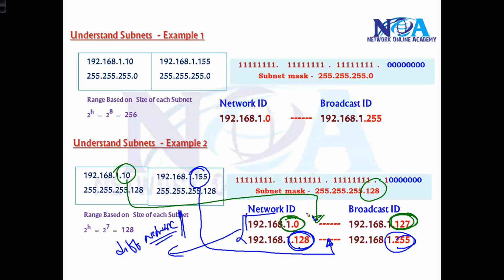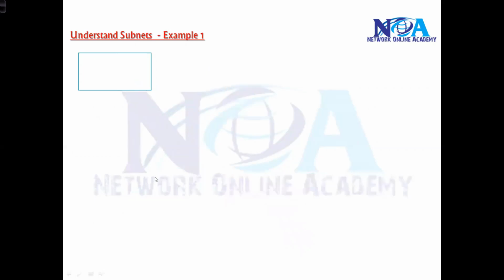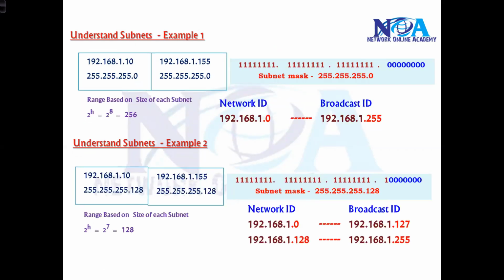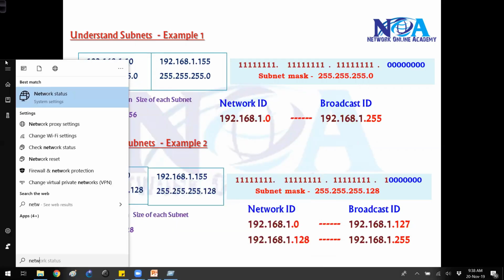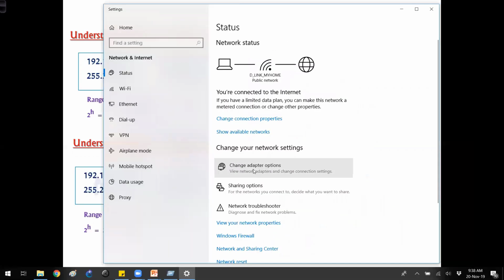So the network ID of this subnet is 192.168.1.0 and the network ID of this subnet is 192.168.1.128. So now they are logically different networks. So the device will understand all these things. If you remember the example we did just before this, if you want to further verify, we can just go and verify the network status. Let's go ahead and see.